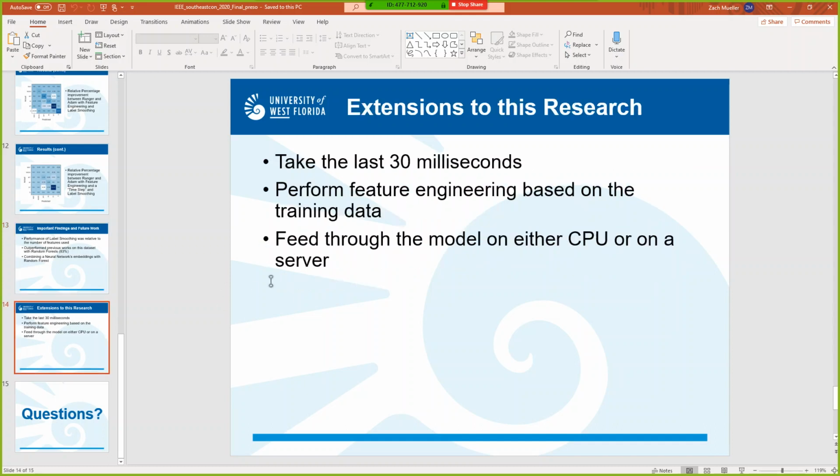And then if you wanted to take this research and apply it somewhere, the feature engineering is based on the last 30 milliseconds. So you would collect the 30 milliseconds, perform the feature engineering based on the training data statistics, and then feed this to a model that's either on a CPU or on a GPU server, for instance. But that is our research.